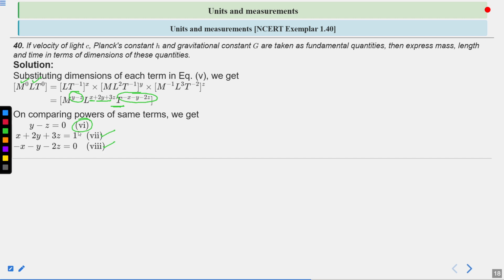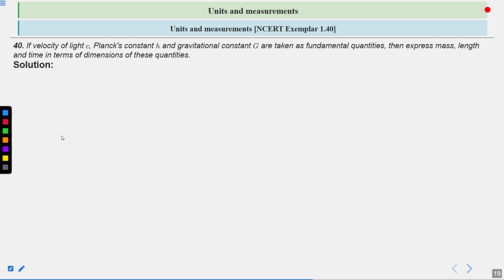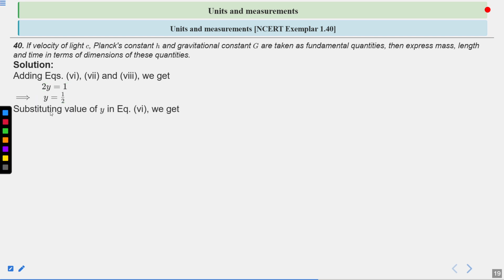So there are 3 equations, 6, 7 and 8, and 3 variables x, y and z. Solving these, we get the values of x, y and z. Adding equations 6, 7 and 8, we get 2y equal to 1. So y becomes 1/2. Substituting the value of y in equation 6, we get z is equal to 1/2.